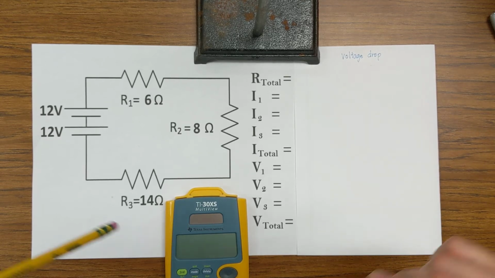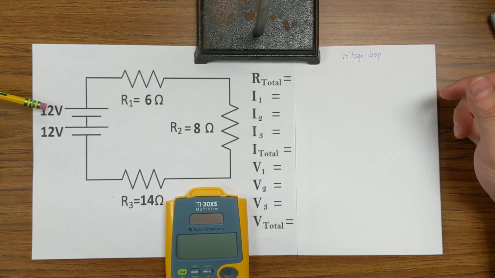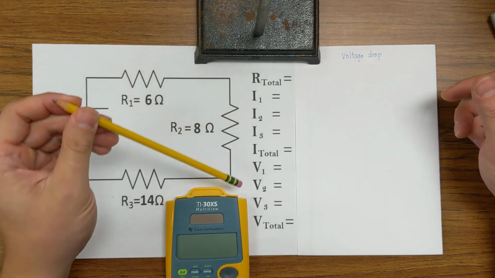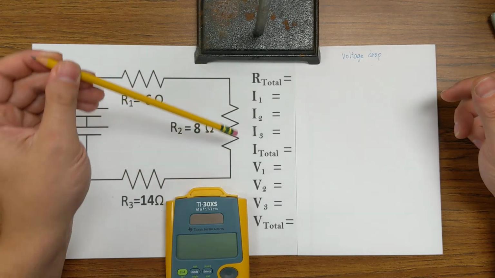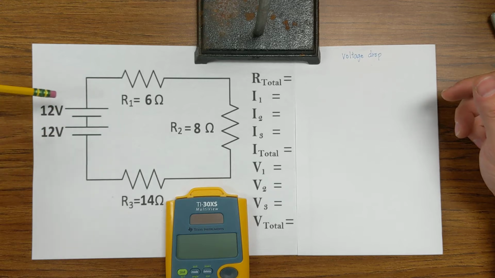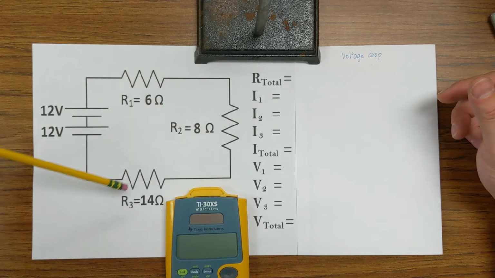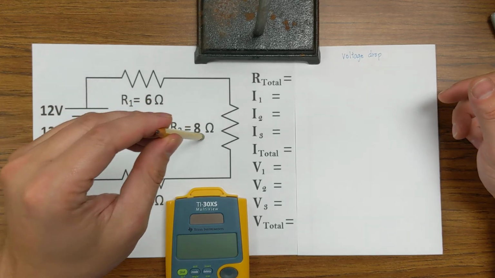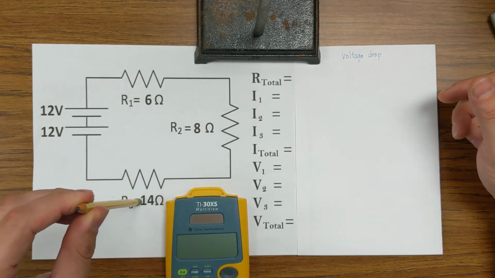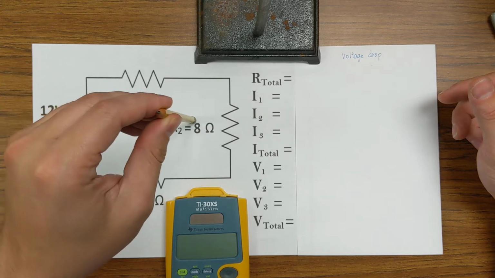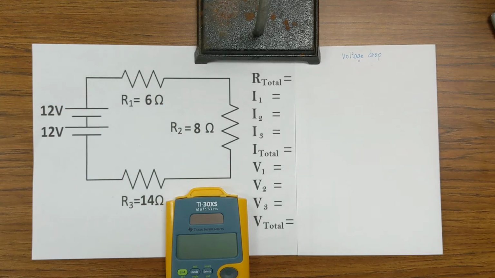So looking at what I have here, I've got two 12-volt batteries powering this series circuit. How do I know it's series? Because there's only one pathway for electrons to travel. There are not multiple pathways, so all the electrons must go through each one of these resistors, and each resistor has a different resistance. One has 6 ohms, one has 8 ohms, and one has 14 ohms.